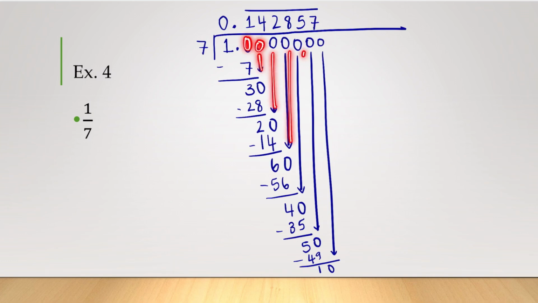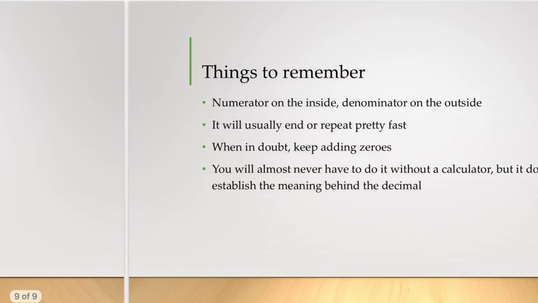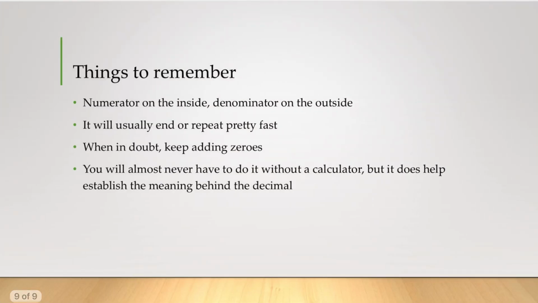You just keep on adding zeros and bringing them down. Just remember, you need to have a dot there to represent when you're starting the decimal, because I ran out of numbers here. So some things to remember: numerator on the inside, denominator on the outside. It will usually end or repeat pretty fast, so you don't have to worry about it unless the denominator is 7, but now you know. So if it's 7, you know to keep going until you see that repeating. And you just keep adding zeros. If you run out of digits to use, you just keep adding zeros upon zeros upon zeros.